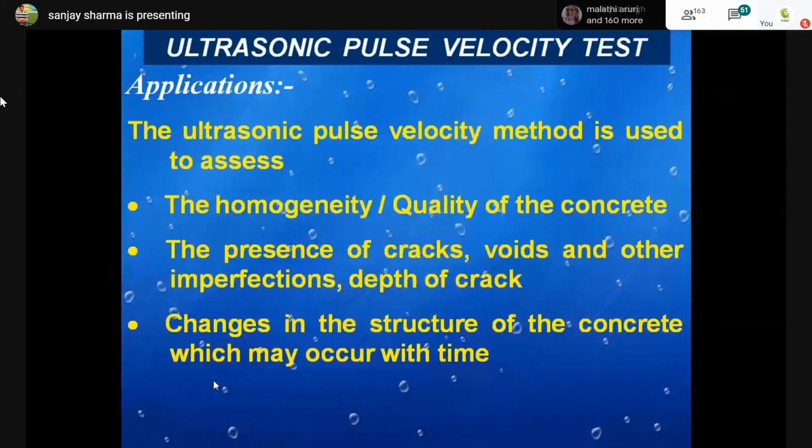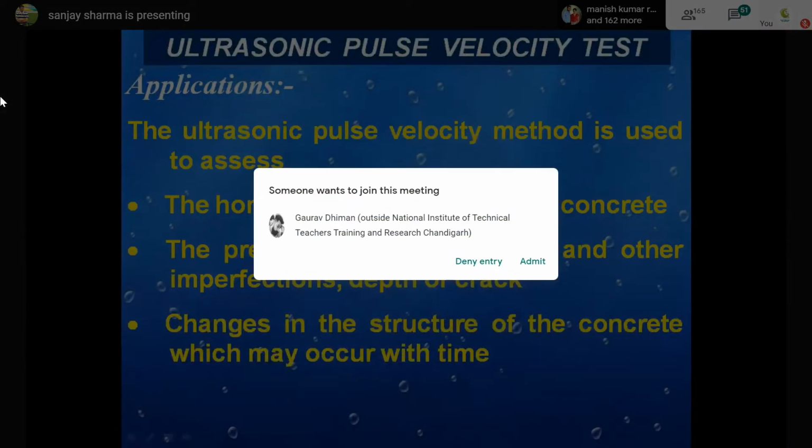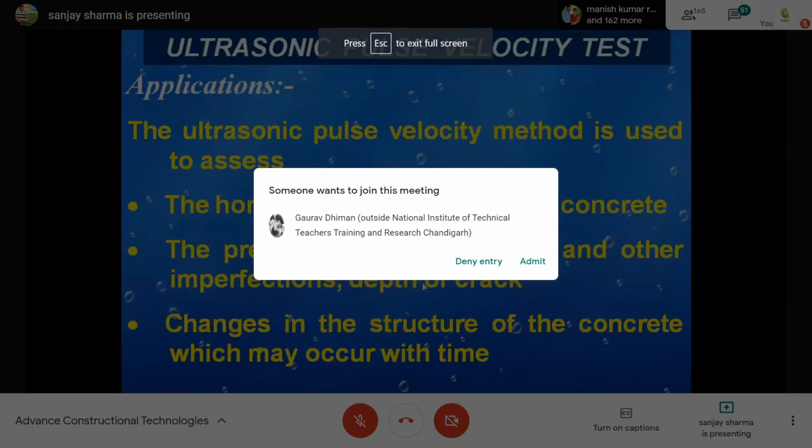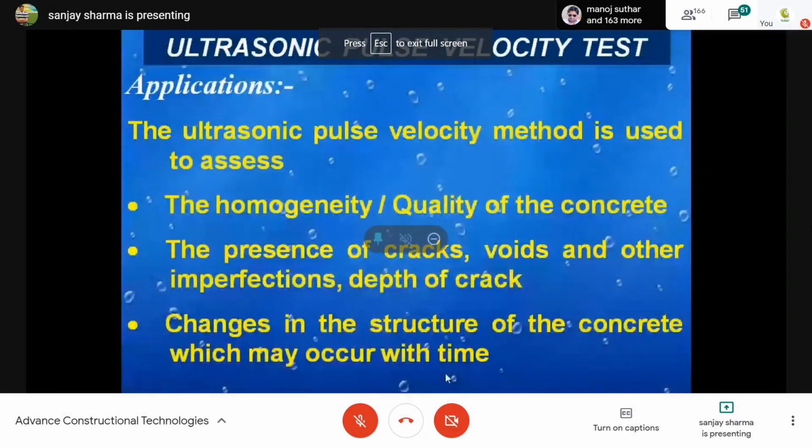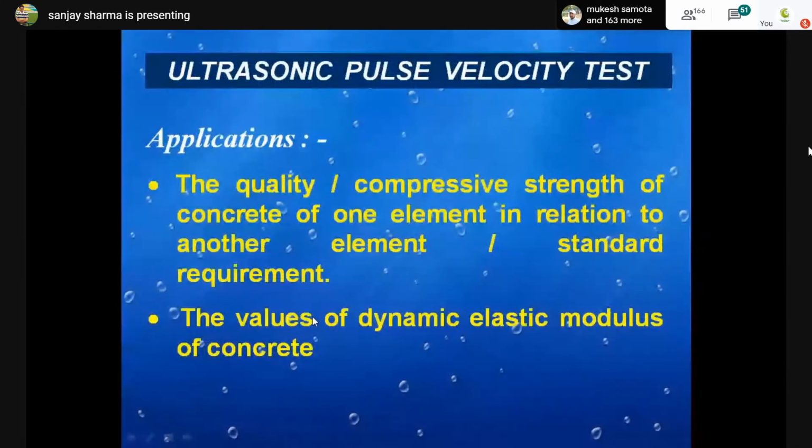But the application of this test is in determining the homogeneity and quality of the concrete, the presence of cracks, voids, and other imperfections. Depth of a crack can also be determined. If it is almost vertical, it gives you very accurate results. Changes in the structure of the concrete which may occur with time can also be determined using this test, along with the quality persistence of the concrete in relation to another element.